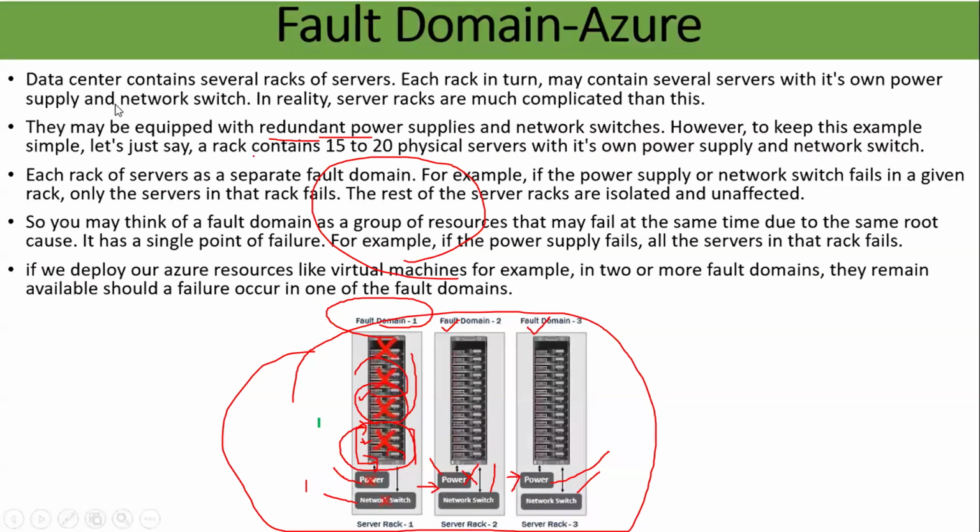However, to keep it simple, one rack contains like 15 to 20 physical servers. So for example, if the power supply or the network fails in a given rack, only the servers in that rack fail. Means if it is failed in this server, the power supply or any network, only this will be affected. The fault domain one will be affected, not the other one.